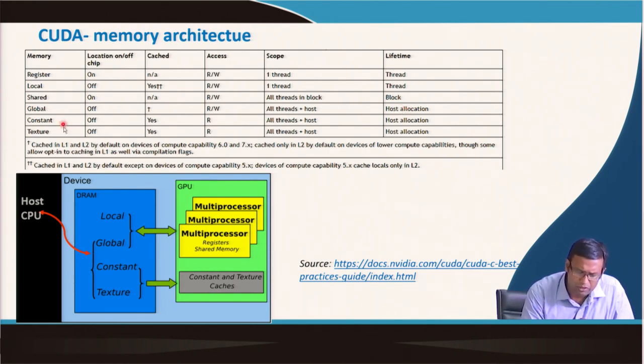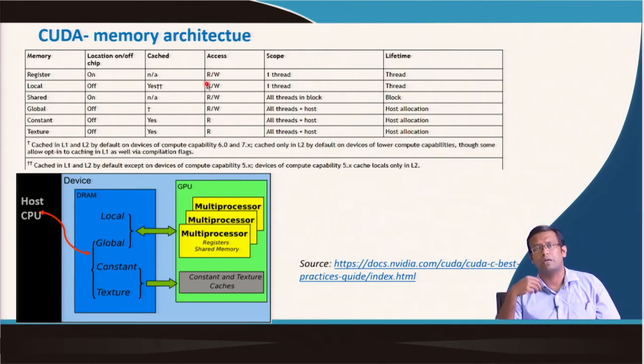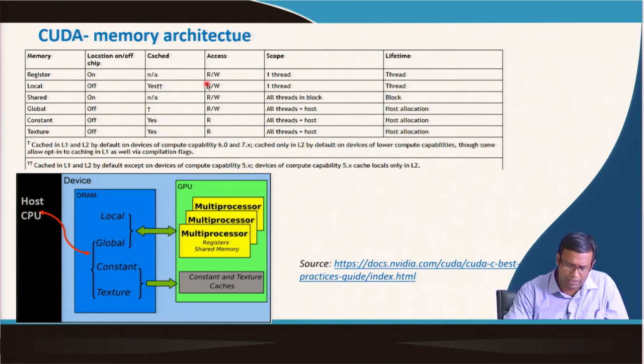CPU only. Constant and texture memory are cached on the GPU chip, but their main location is outside the chip, and they are allocated by the host, and they are read-only memory. The other memories can be read and written by the chips. This is the memory architecture.